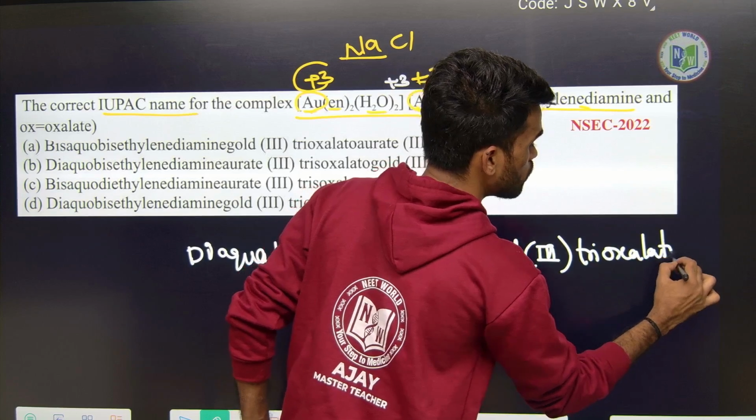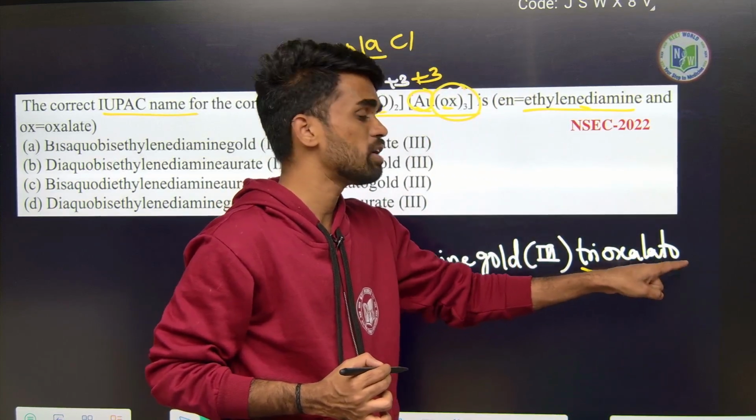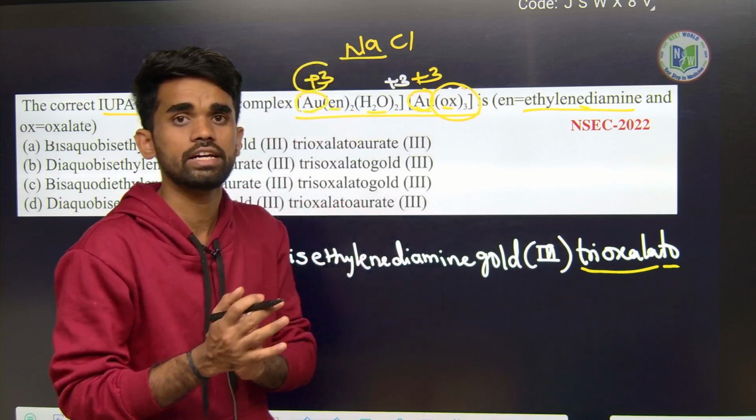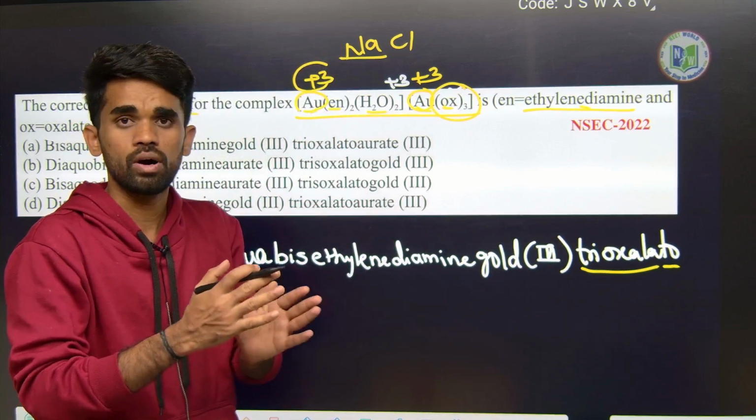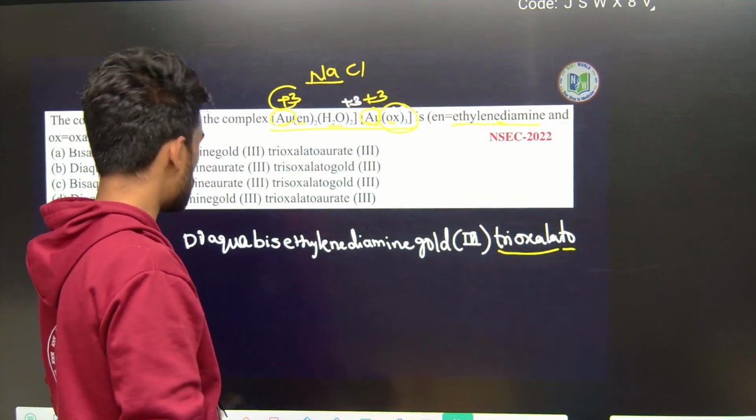Oxalato. Why are we putting this? Whenever you have a ligand with a negative charge, the name of that ligand should end with O, like oxalato, chloride becomes chloro, like cyano, like that. Okay, next, what is the name of this, like Au here?